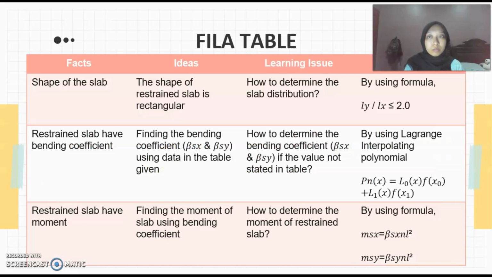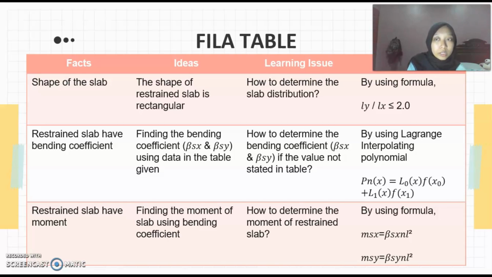Okay, so for the table, for the first one, the fact is the shape of the slab. So the idea is the shape of the restrained slab is rectangular. So the learning issue is how to determine the slab distribution. So we can find the slab distribution by using formula Ly over Lx less than or equal to 2.